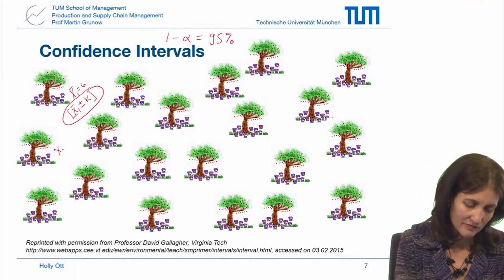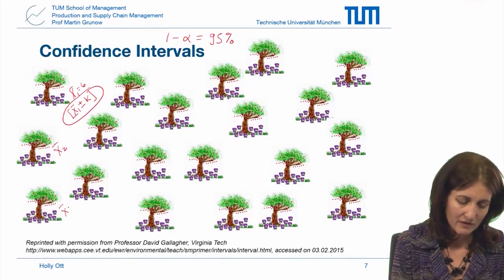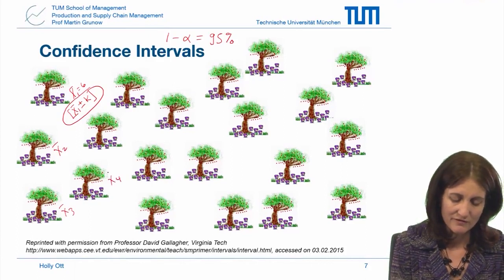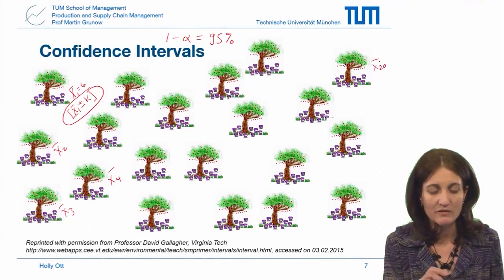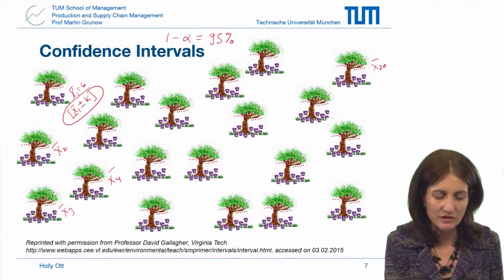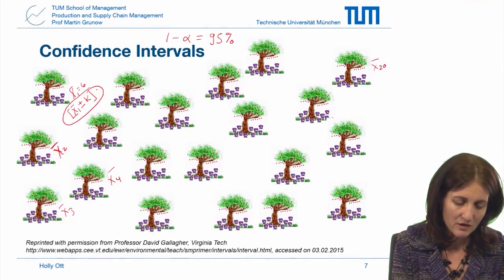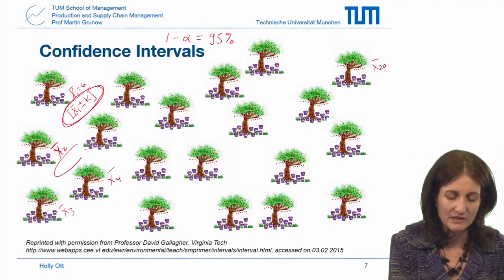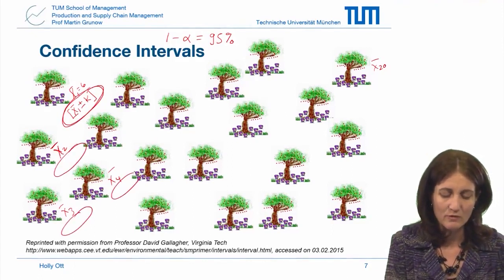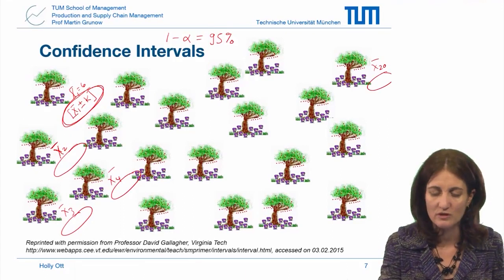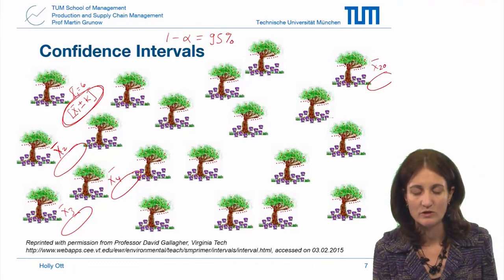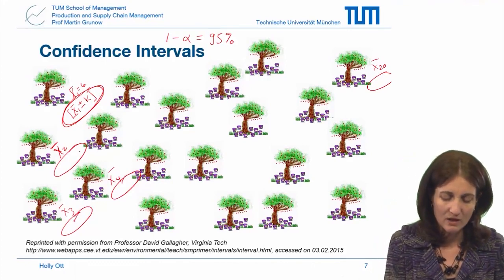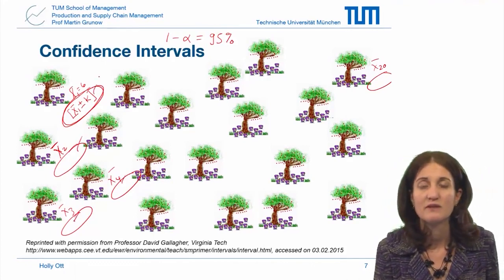We can do this also for tree 2, and for tree 3, and for tree 4, and so forth, all the way until we get to tree 20. For each of these samples, each of these x bars, we can calculate a confidence interval, and we will be 95% sure that the true population mean of apples per bucket in our orchard will lie within these confidence intervals.